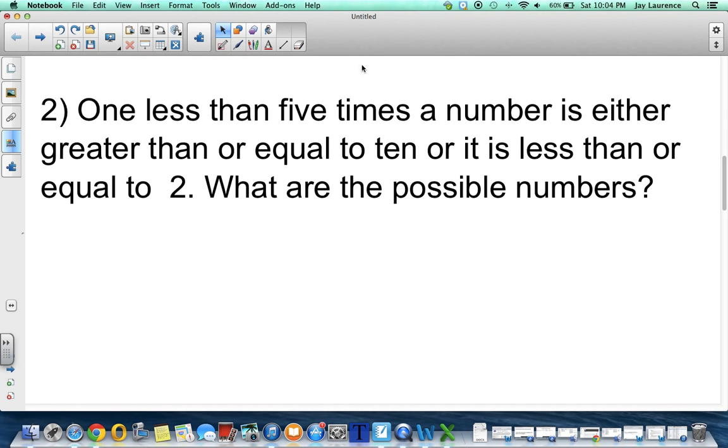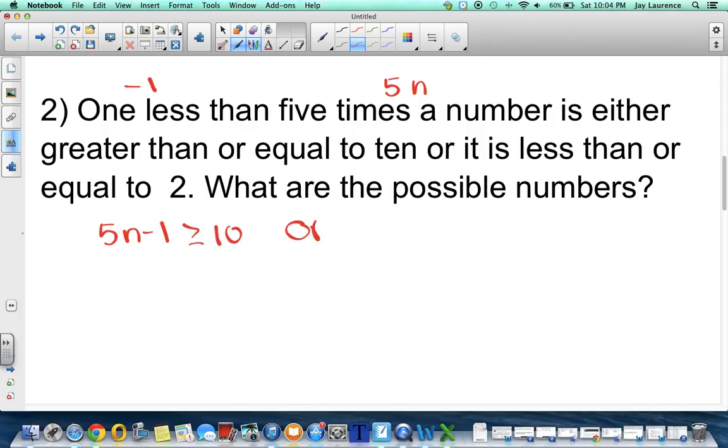And it says 1 less, wow, that's minus 1, then 5 times a number. Well, that would be 5n, wouldn't it? So let me write 5n minus 1 is either greater than or equal to 10, or, do you see that or there? It is less than, well, I need this again, 5n minus 1 is less than or equal to 2.